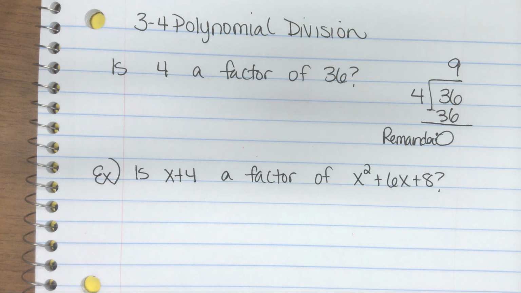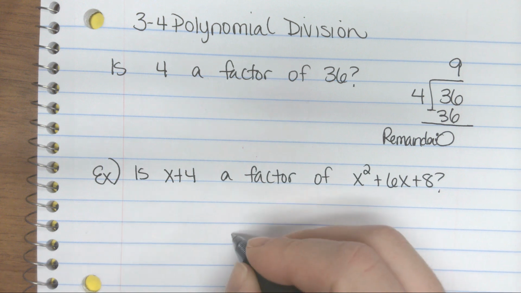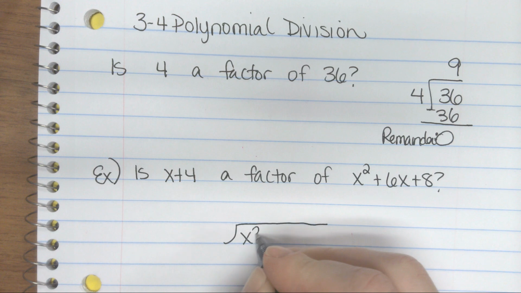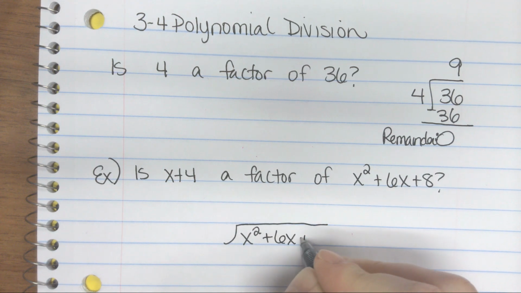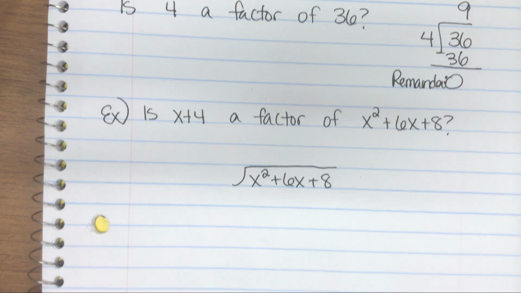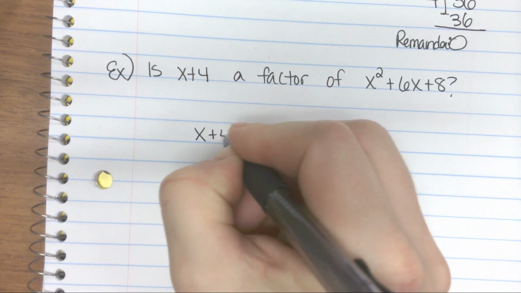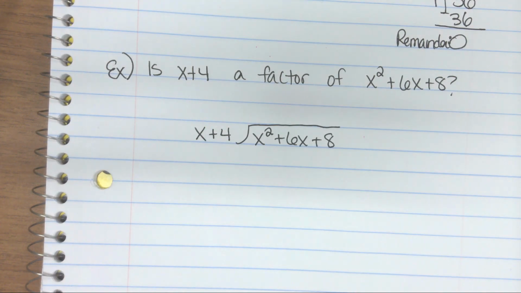All right, so here's what we're going to do. Underneath the division bar this time, we're going to put x squared plus 6x plus 8, and we're going to divide it by x plus 4. We're going to do our division, which I hope will make sense based on the fact that you remember long division, and we're going to see what the remainder is.